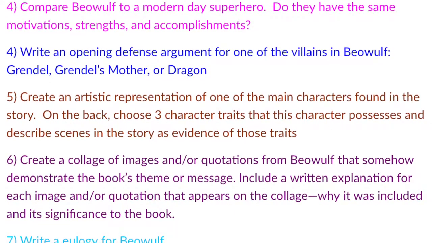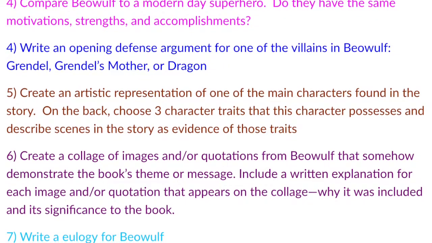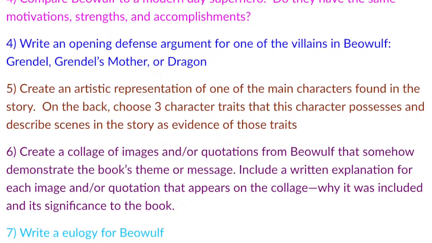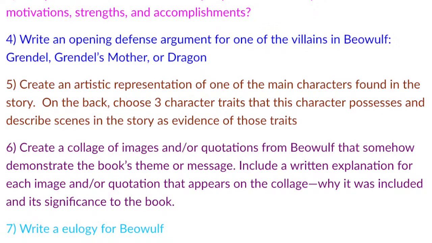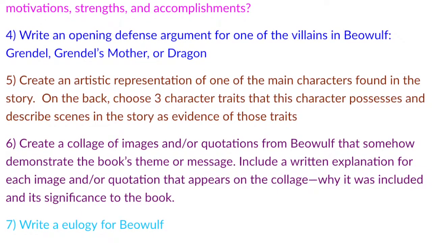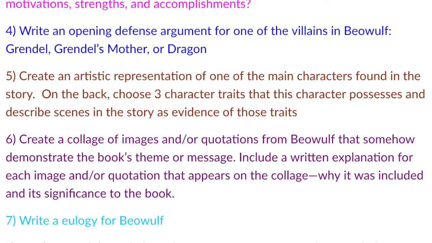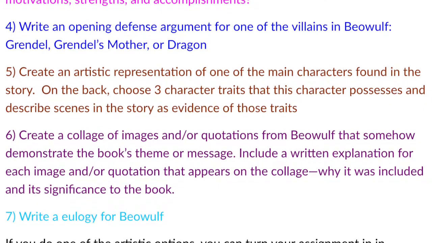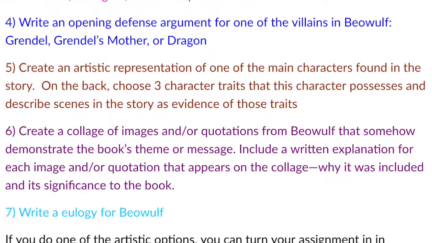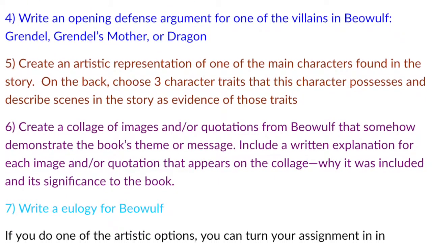Option 5 here is to create an artistic representation of one of the main characters. So you'll draw out what you imagine them to look like, and then on the back you're going to identify 3 character traits of those villains, and you're going to identify 3 scenes in the story that show those traits.